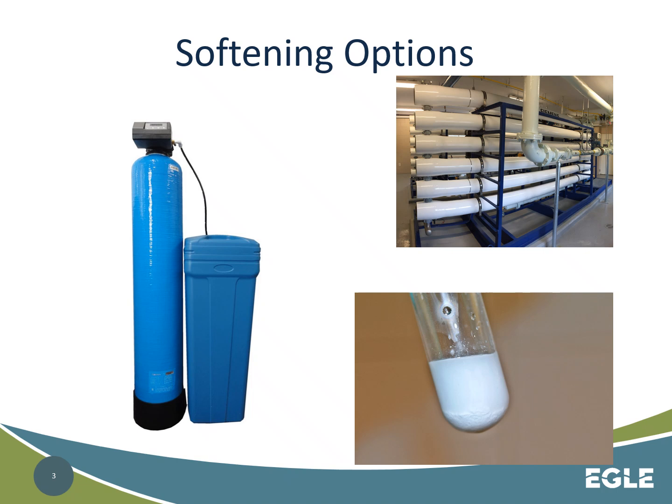This presentation is going to focus not on those two technologies, but on precipitative softening, which is the most common method of softening a public water supply. The photo here of a test tube shows what happens when lime is added to water, causing precipitation of hardness.